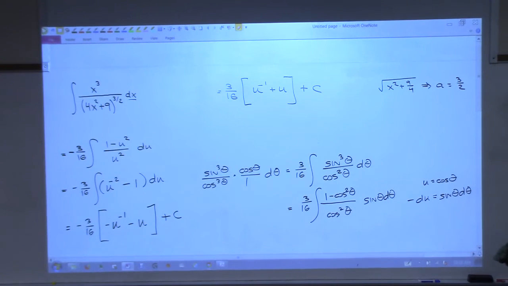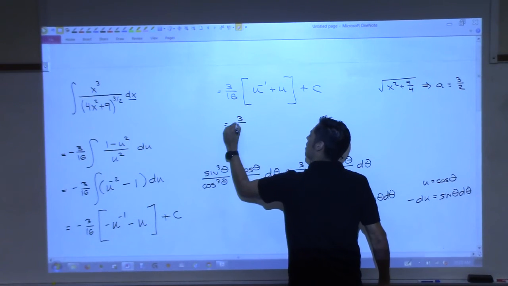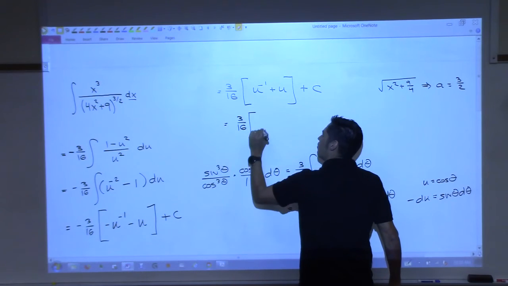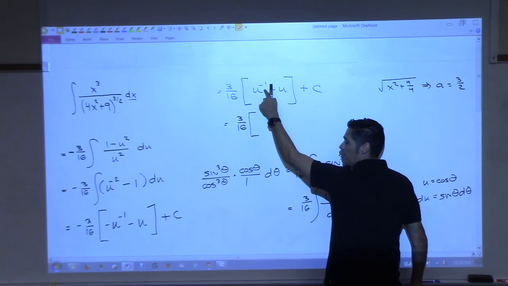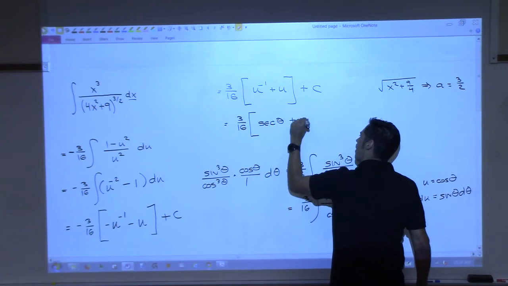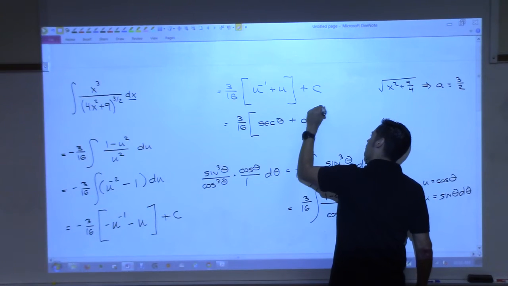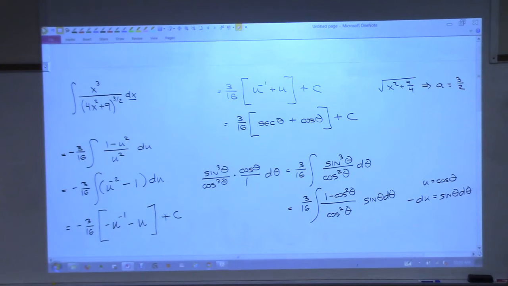And then now replace u. So u is cosine. So this is going to be 3/16. And then what's cosine to the negative 1? 1 over cosine, which is secant. And then plus u, now that is cosine theta, so plus c. Now what?